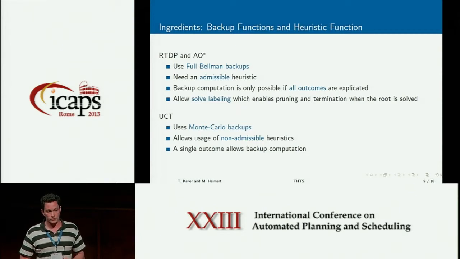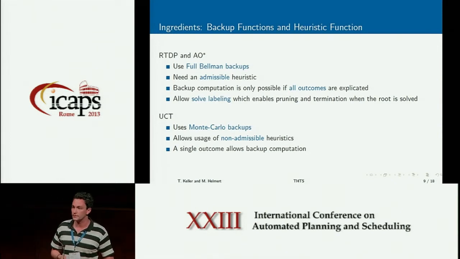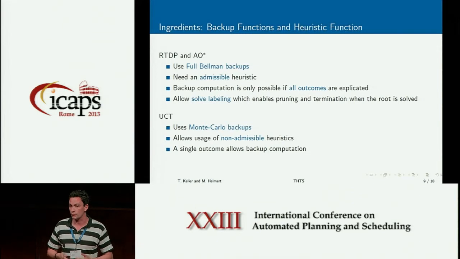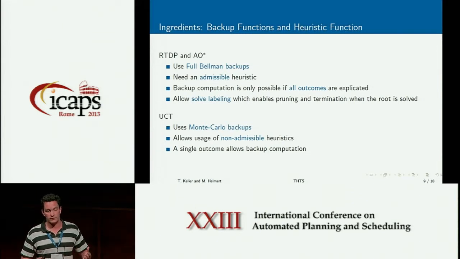UCT, on the other hand, uses Monte Carlo backups, where the current estimate is an average over all trials that visited that state or that state action node. And it has the advantage that it allows the usage of non-admissible heuristics, which are often cheaper to compute or are more informative. And also it does not have the drawback that it needs all the outcomes. It's fine if there's only a single outcome in the explicit tree, which is always the case because one outcome is chosen, and that outcome will, of course, also be there when the backup function is called.